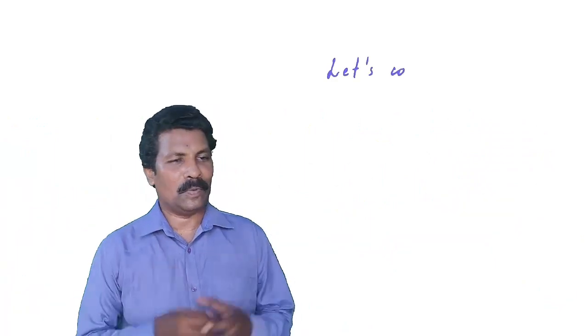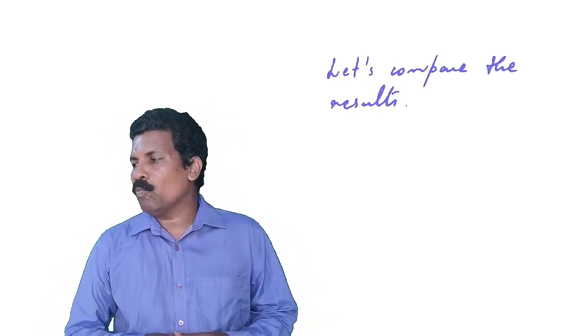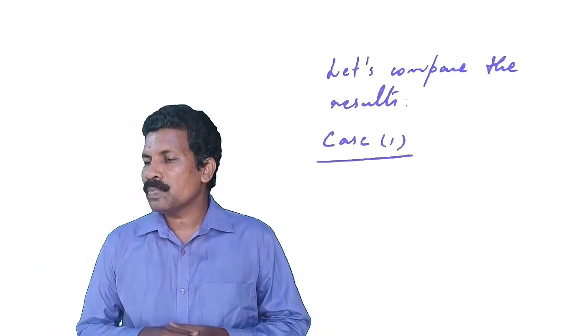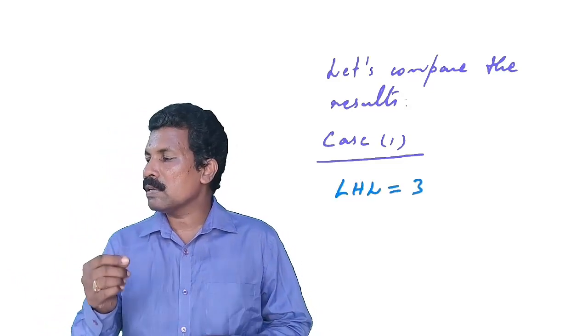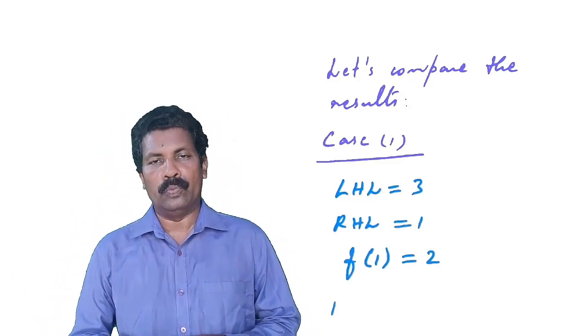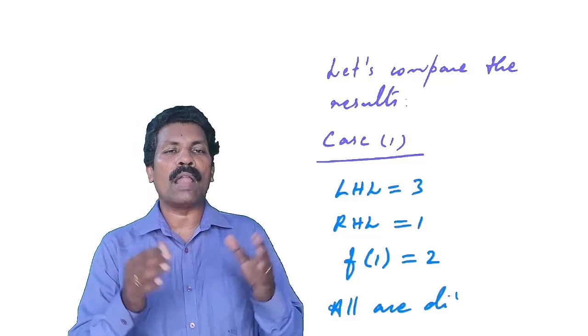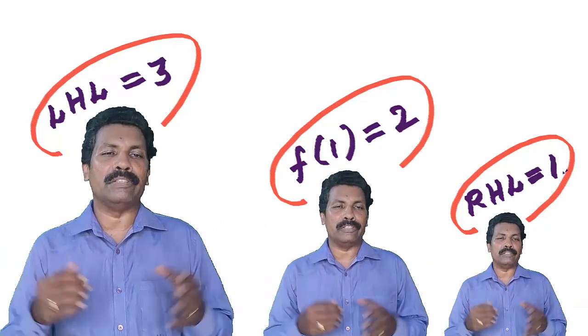Now let us compare all the results together. In case 1, what was the LHL, can you recollect? LHL is equal to 3 and RHL is equal to 1 and f of 1 is equal to 2. And we see that all are different.